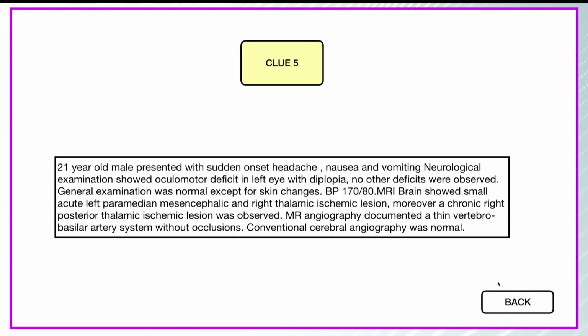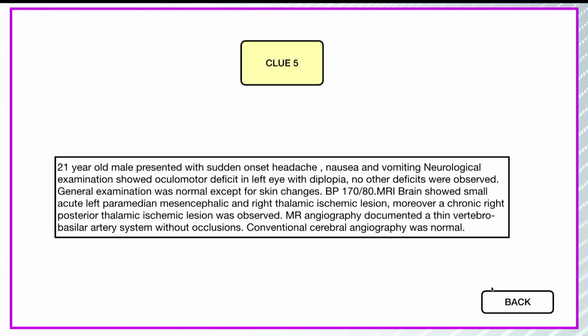So acute onset headache and nausea vomiting in a 21-year-old male. Neurological examination showing oculomotor deficit in left eye with diplopia. There are skin changes. BP is high. Brain showed both acute and chronic lesions, and strokes. MR angiography is normal, and conventional cerebral angiography was normal.